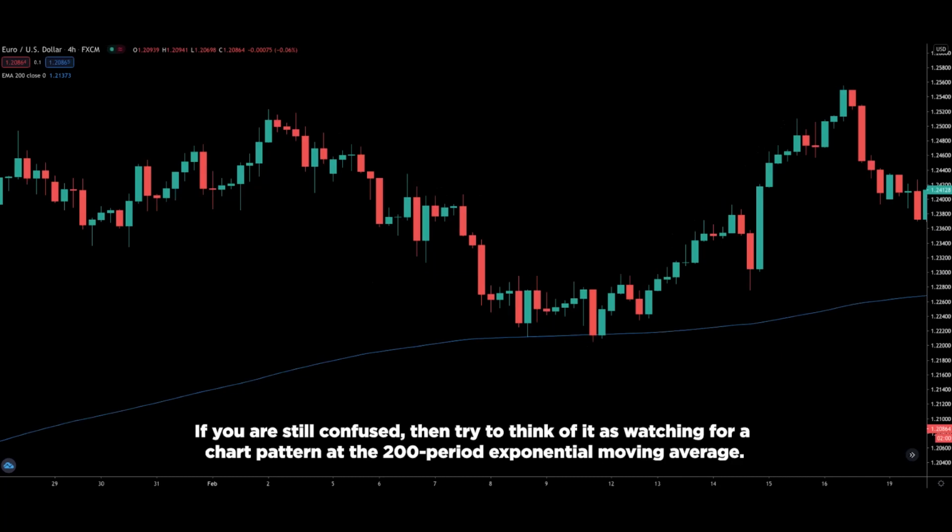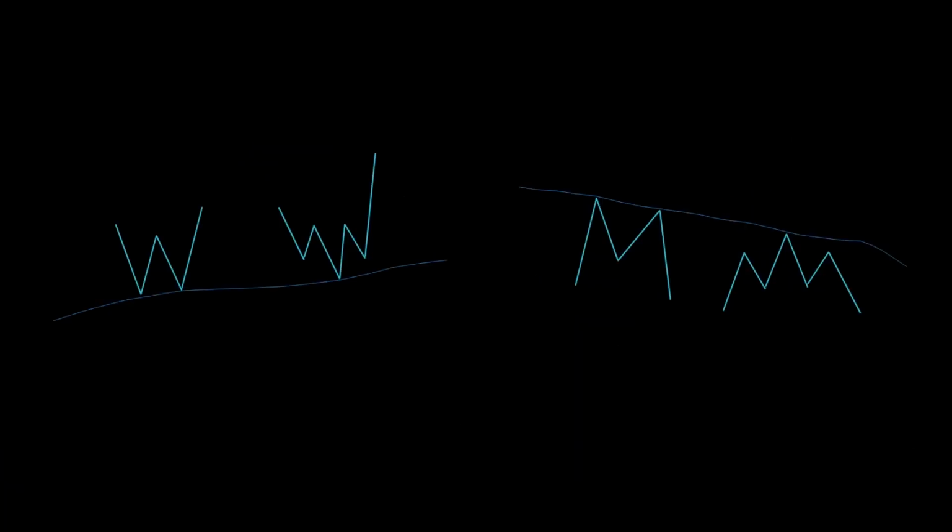If you are still confused, then try to think of it as watching for a chart pattern at the 200-period exponential moving average. It could be a double top or bottom, head and shoulders, or inverted head and shoulders. Here's a quick drawing of what I mean.